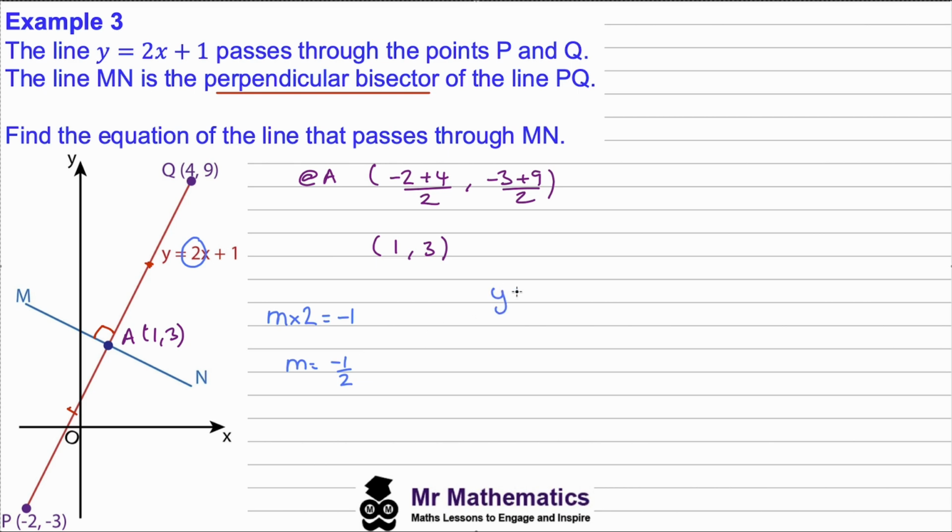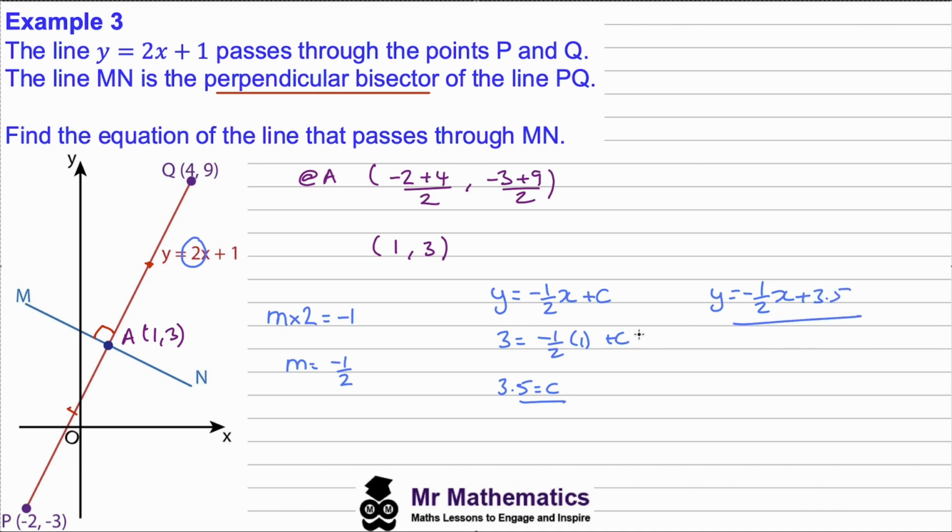So we'll have y is equal to -1/2 times x plus the constant c. Then to work out c, we can substitute in the 1 and the 3. So we'll have 3 equals -1/2 of 1 plus c. -1/2 times 1 is -1/2. So we'll have 3.5 will equal the intercept. So the equation of the line, y will equal -1/2 x plus 3.5.